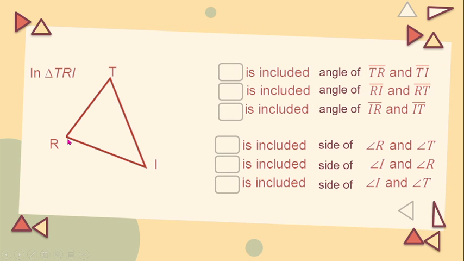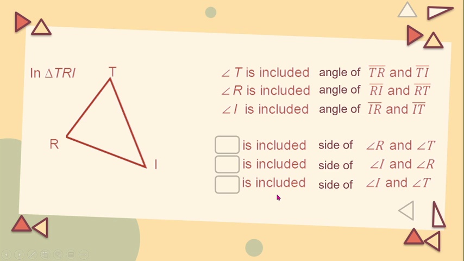So, I have here triangle TRI. What is the included angle of side TR and side TI? Very good if your answer is angle T. How about the included angle of side RI and side RT? Very good, that is angle R. And for the included angle of side IR and side IT, that is angle I. Very good. So, paano nyo nakuha yung mga included angle? Kung ano yung magkamukhang vertex, that is the included angle.